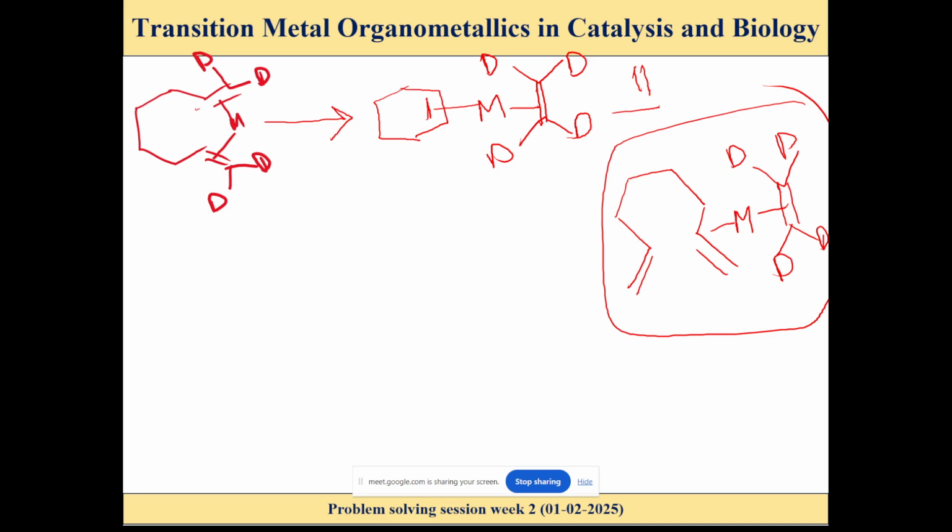So the first product will be, if we exchange the hydrogen with this, then the metal will come in here, so then the product will be, first, CD2 and metal will give this.